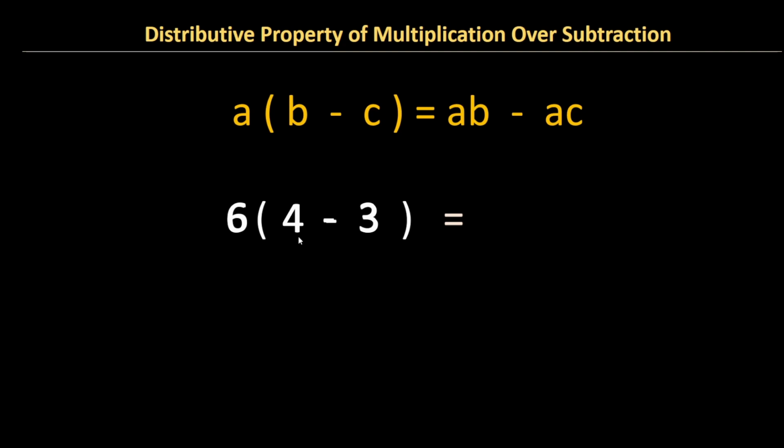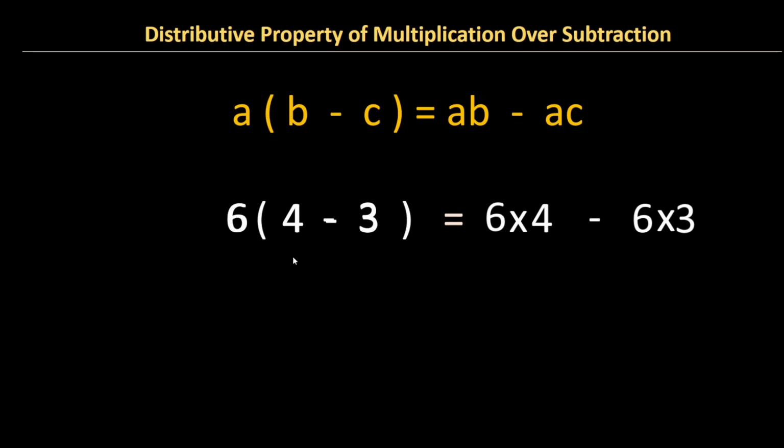Let's take the difference of 4 and 3, then multiply it by the outer term, which will produce the same result as each inner term, 4 multiplied by 6 and 3 multiplied by 6, then do subtraction. Let's look at each side of our example.